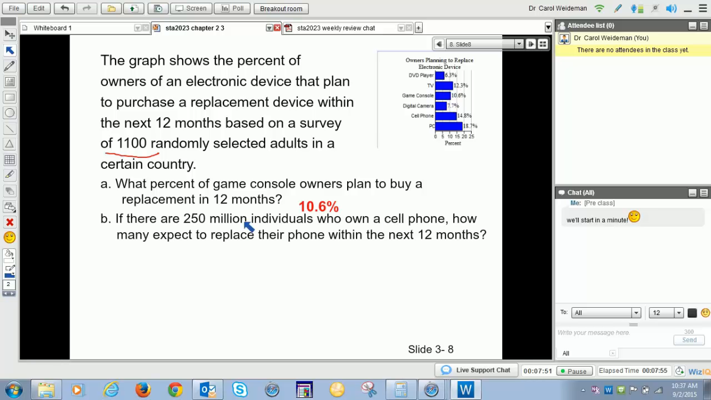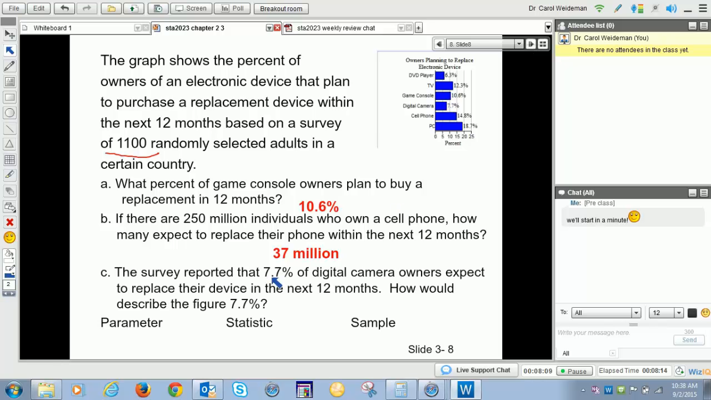If there are 250 million individuals who own a cell phone, how many are expected to replace their phone in the next 12 months? For phone, it tells me 14.8%. So I'm going to find 14.8% of 250 million, and that comes out to be 37 million.